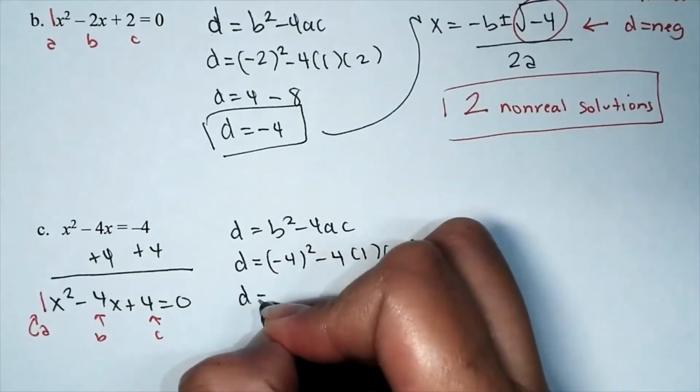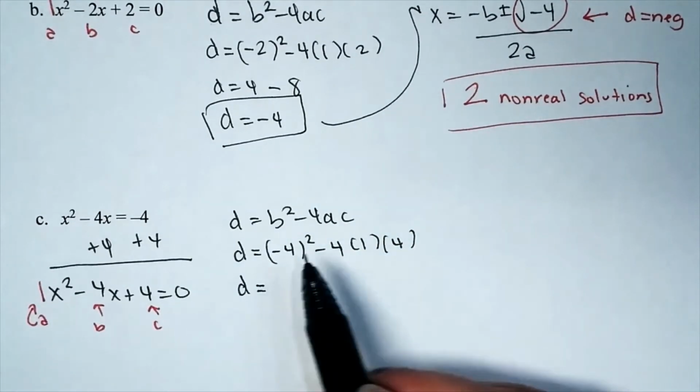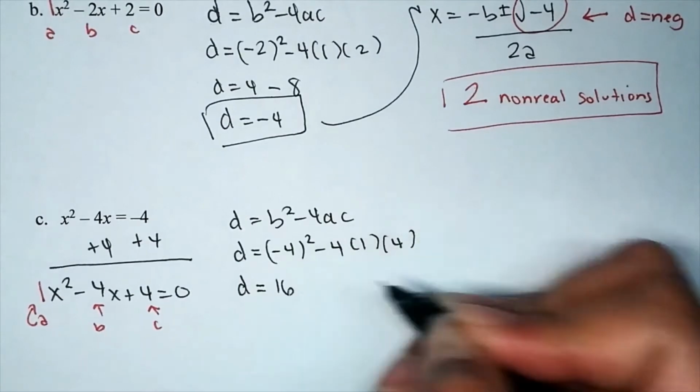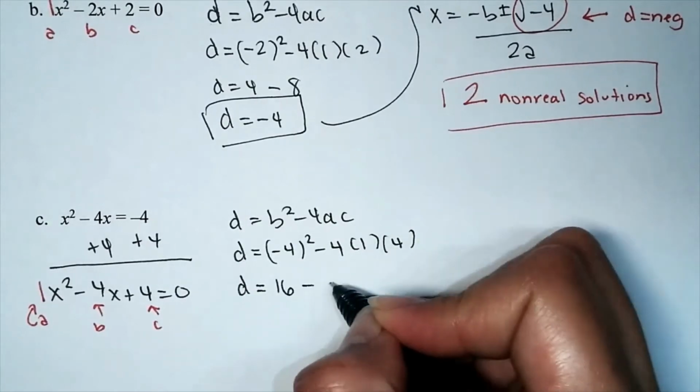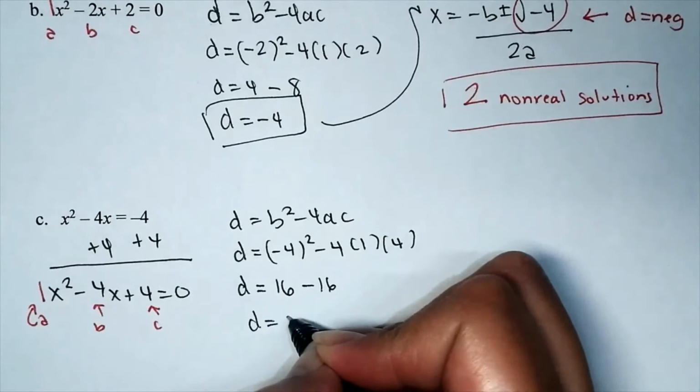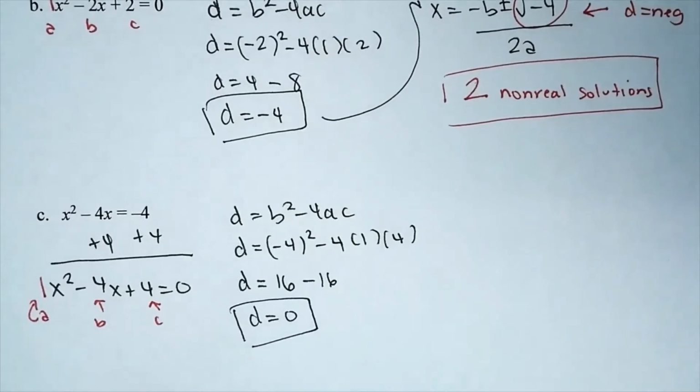So we have that the discriminant is... Square of negative 4 is 16. Product of 4, 1, and 4 is 16. And the difference of 16 and itself will give us 0.